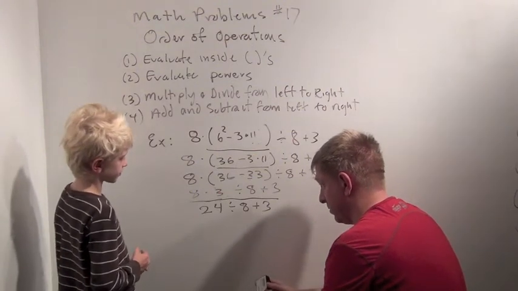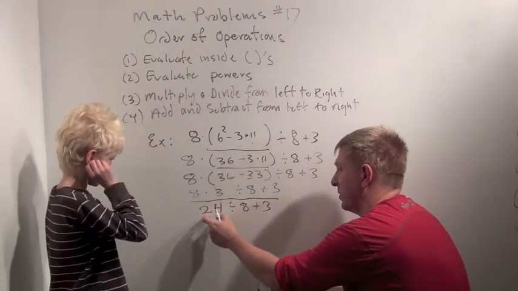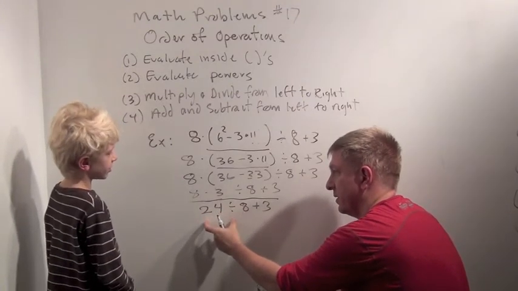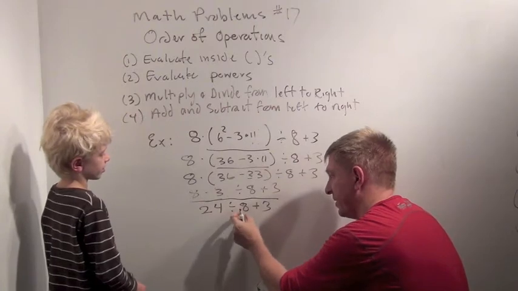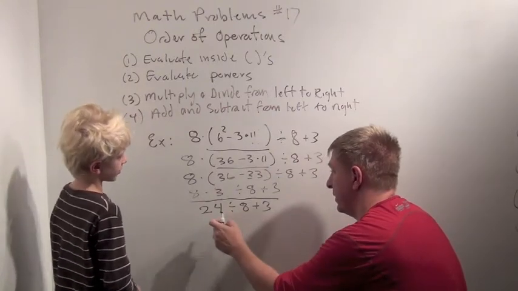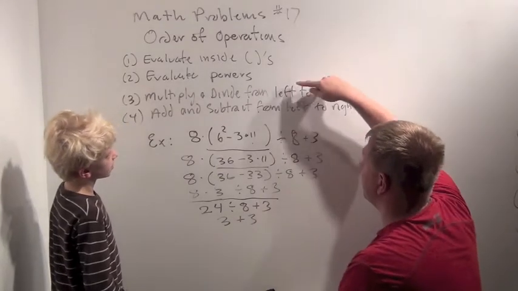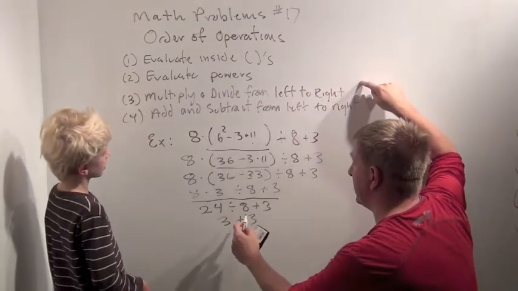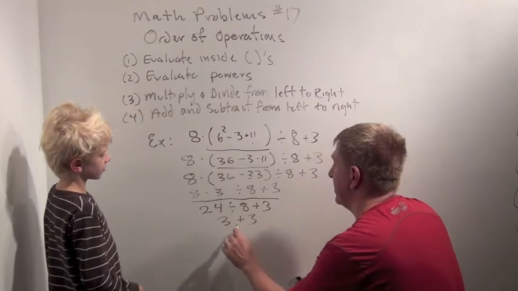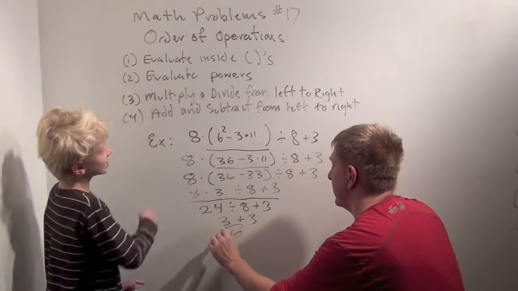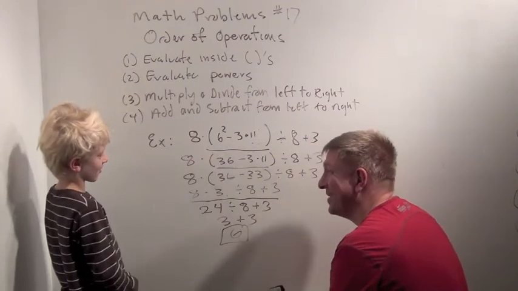But let's not get too complicated. How many 8s do you need to make 24? You need 3. So what is 24 divided by 8? 3. Very good. Now 3 plus 3 is 6. Now we've multiplied and divided from left to right, and now we add and subtract from left to right. 3 plus 3 is 6. There we go. This whole expression equaled 6. Can you believe that?